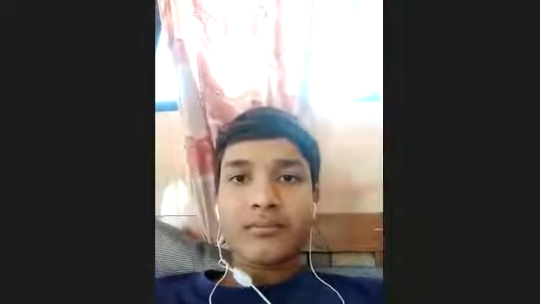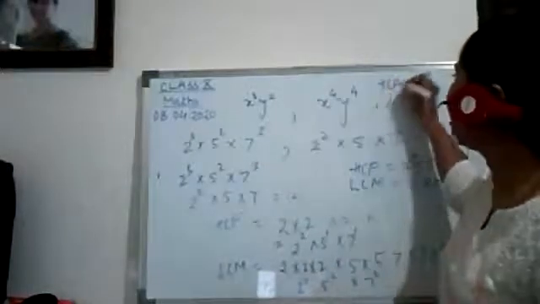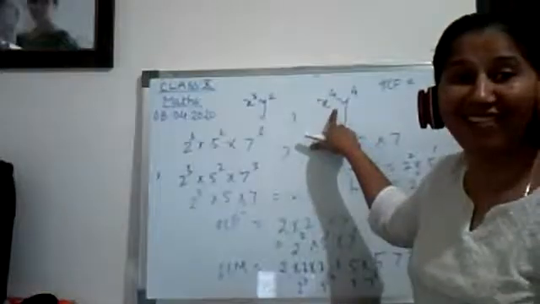Let's look at an example here: x cube y square, and x raised to 4 y raised to 10? What will be the HCF? Tell me the lower powers. X cube, x square, y square. Between x cube and x raised to 4, what will the lower power be? X cube. And for y, y square and y raised to 10, so y square. That's all. This is the HCF.